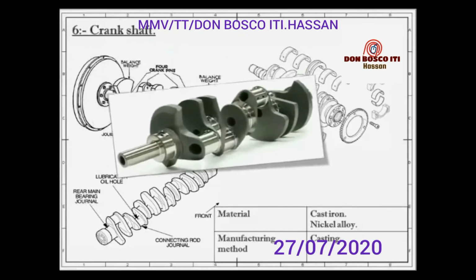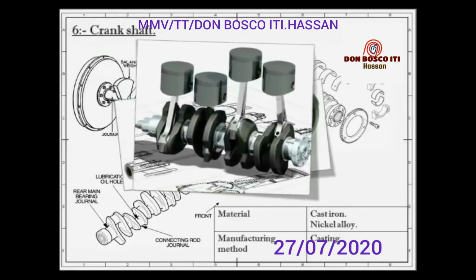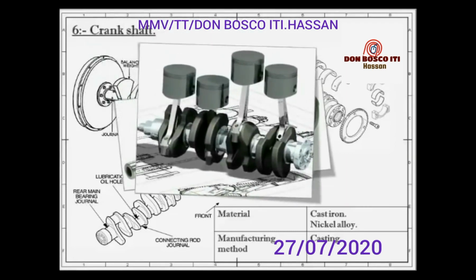the shape and size of the crankshaft depends on the number and arrangement of cylinders. It is usually made by steel forging, but some makers use special types of cast iron such as pearlitic, graphitic, or nickel alloy castings, which are cheaper to produce and have good service life.